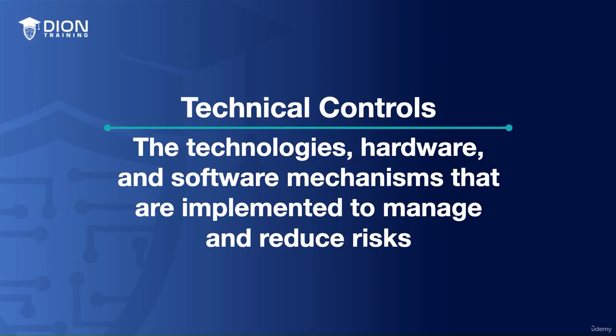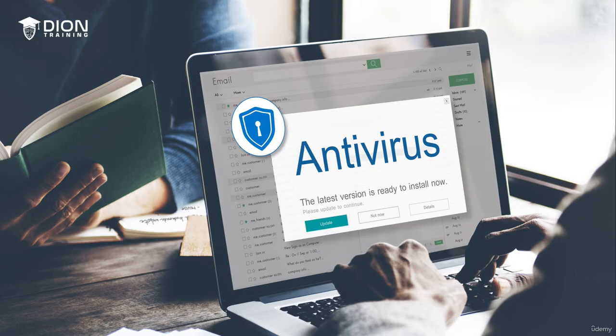First, let's talk about technical controls. Technical controls are the technologies, hardware, and software mechanisms that are implemented to manage and reduce risk. They operate within the system's technology layer. For example, you may want to install antivirus software on your system as a form of technical control. That way, whenever you download a questionable file, the software will spring into action, scan that file for potential threats, and then quarantine it if it's deemed harmful. This is a technical control in action that provides an automated response that's governed by the system itself.